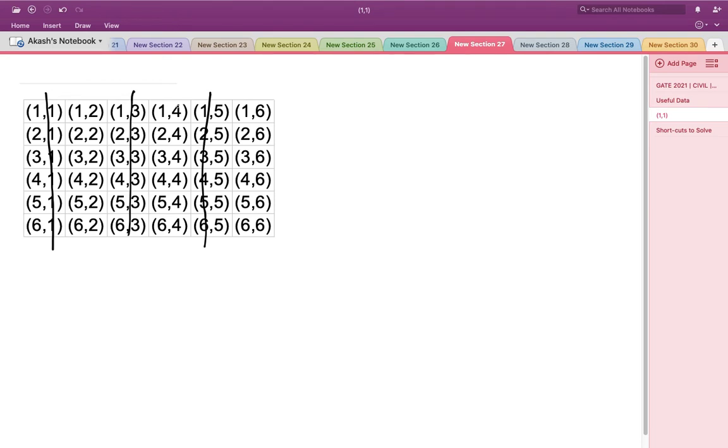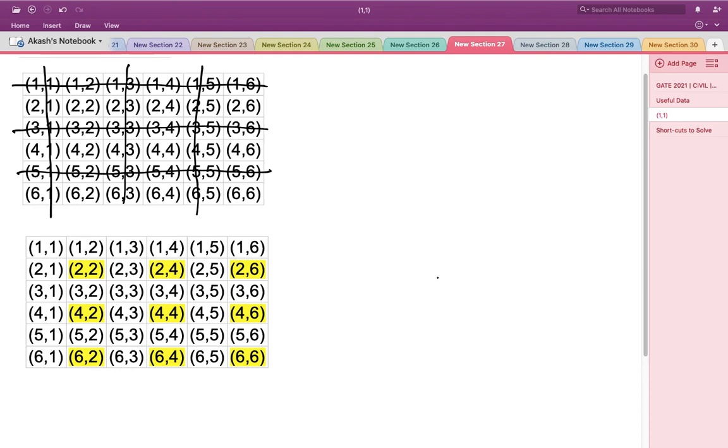Now, I have marked the odd columns out, and similarly I can mark the odd rows out because these correspond to the odd numbers that would be shown in the first dice. So the first, third and fifth rows can be marked out. Now this would leave me with a sample space something like this. In this sample space, I can clearly see that there are 9 values that correspond to both the dice showing an even number. So there are 9 values and there are 36 possible outcomes. So the probability that both the dice show an even number is 1 over 4.